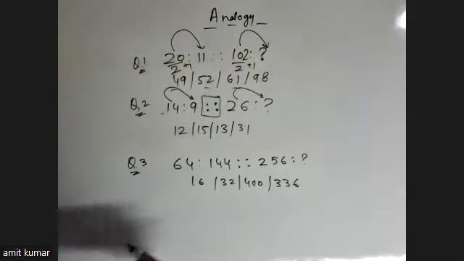Let's try one more. 6, 5, 2, 4 is related to 6, 4, 6, 5. The same way, 9, 6, 3, 8 will be related to what? Try these two. I will give you the options also.